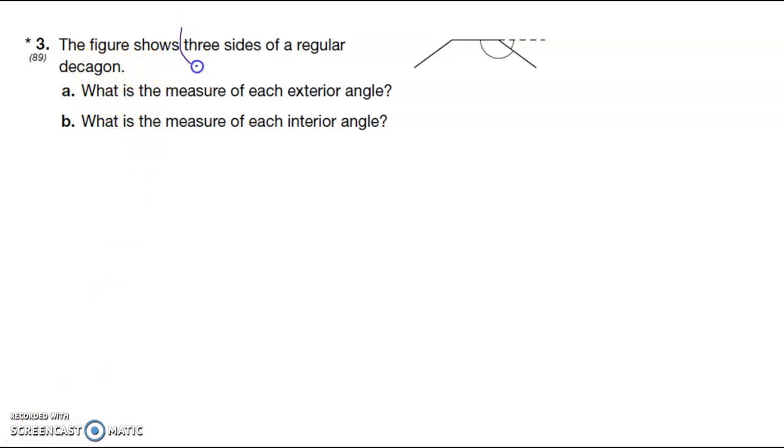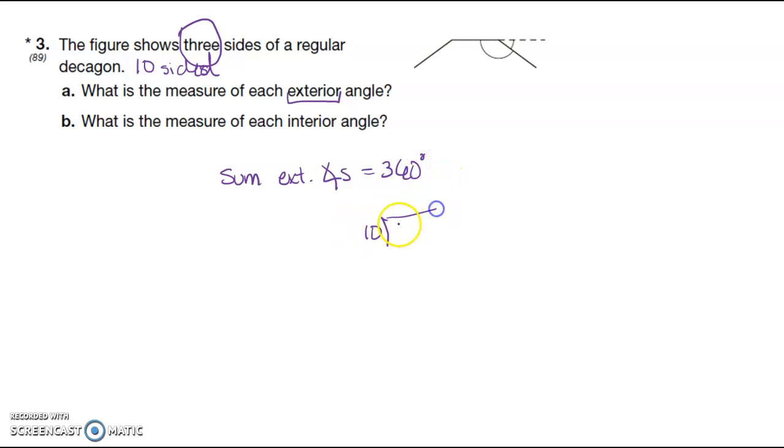This figure shows 3 sides of a regular decagon. A decagon is a 10-sided figure. So what's the measure of each exterior angle? We know that the sum of exterior angles of any polygon is 360 degrees. So I have 10 sides. That means that each of these is going to be 36 degrees.